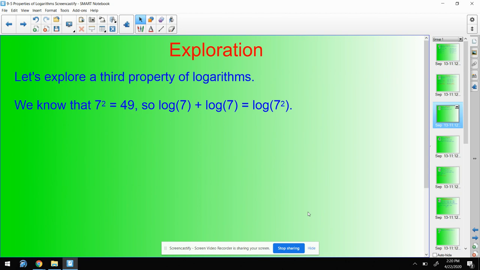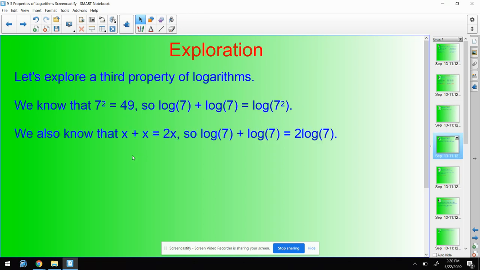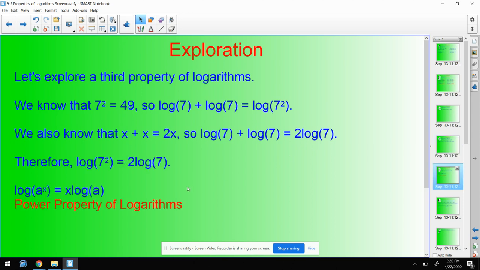There's also a third property. So we're going to look at log of 7 plus log of 7 again. We just saw we can multiply the 7, so we get 7 squared. So log of 7 plus log of 7 equals log of 7 squared. Since we're adding two of the same thing, we get 2x, so x plus x is 2x. So log of 7 plus log of 7 is 2 log of 7. We have two of them, which means that these two expressions have to be equal. So log of 7 squared equals 2 log of 7.